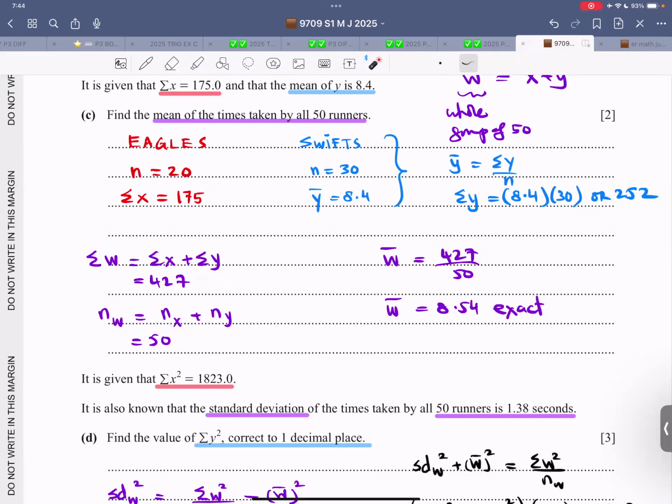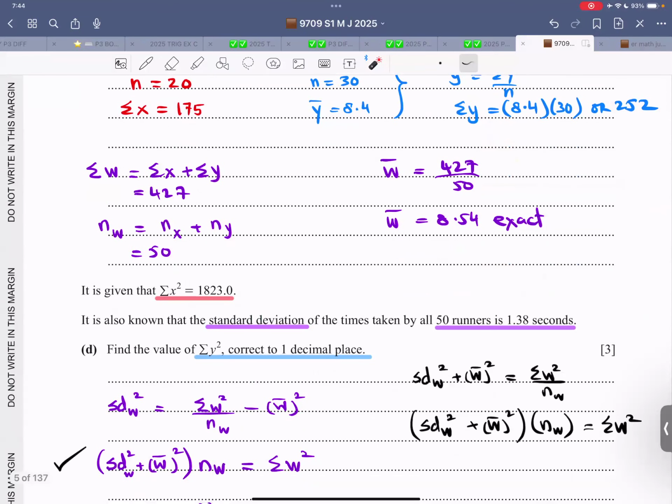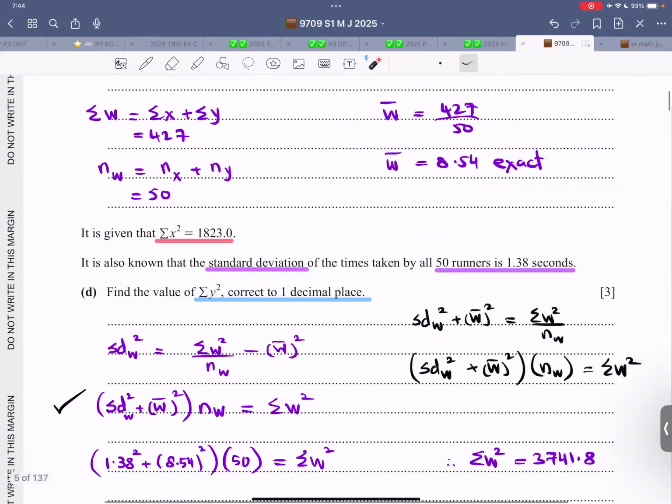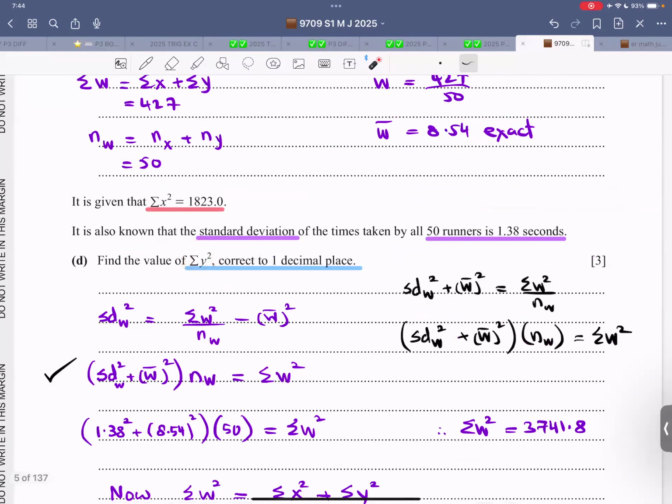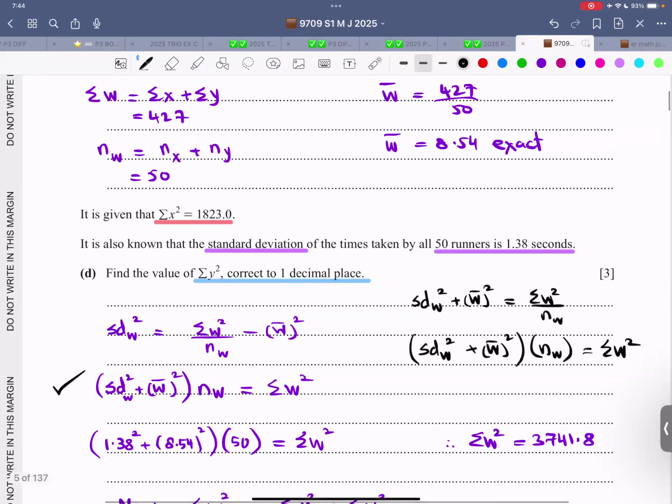Let's move on. Now it says it is given that sigma X square is this much. It is also known that the standard deviation of the times taken by all 50 runners is 1.38 seconds. Find the value of sigma Y square. Now over here, I'll just wait for Azan.